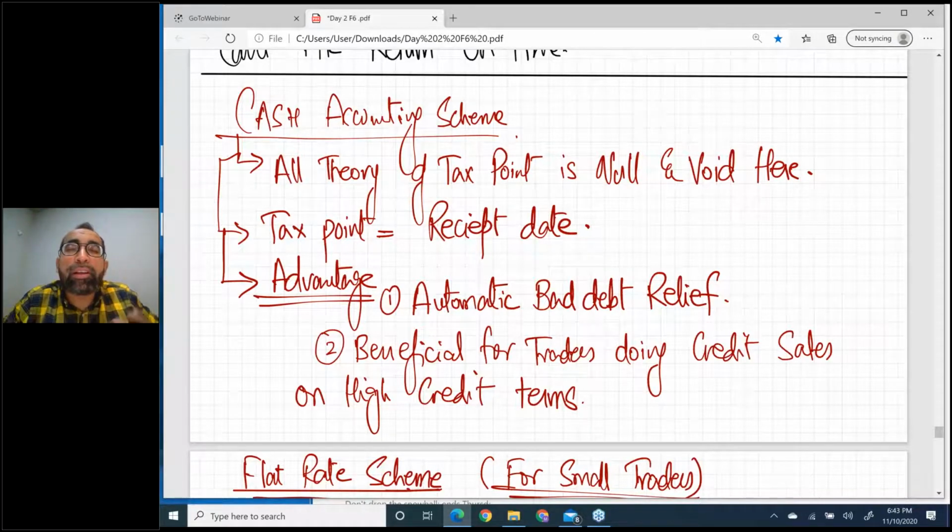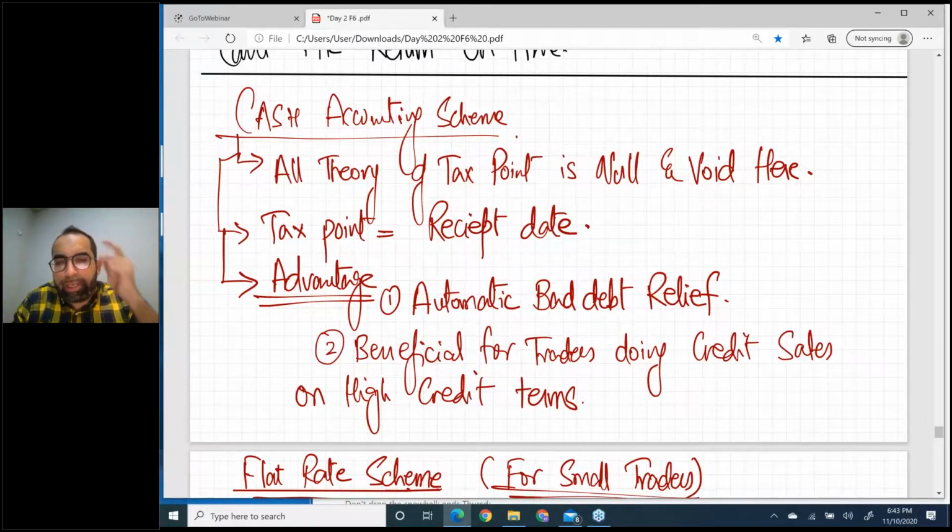But I hope you remember, for bad debt relief there is a condition: there is a waiting period of 6 months. So still the 6 months is not a good time. Who can wait 6 months? I can't wait 6 months. So in the cash accounting scheme, the rule is, if you get cash from customer, then pay to government, otherwise don't pay. So no need to block your payment. So automatic bad debt relief is there.